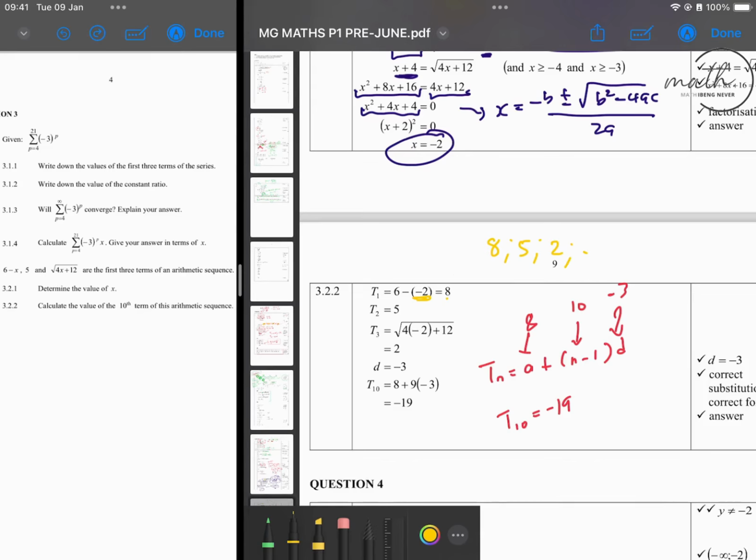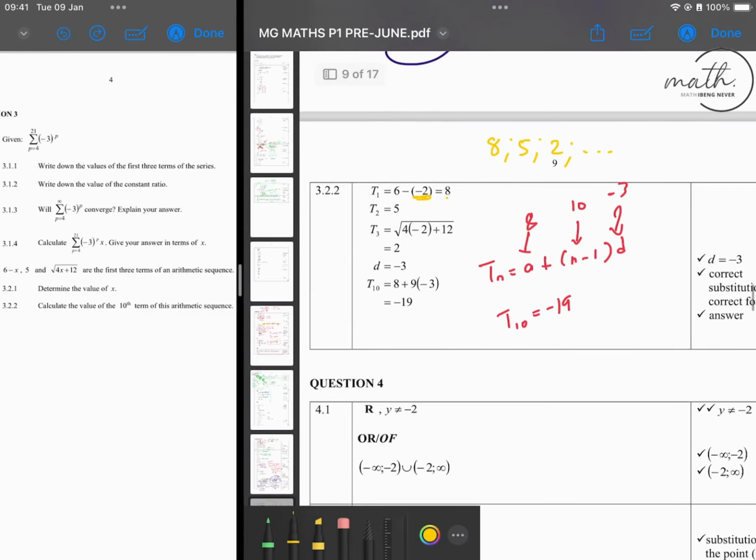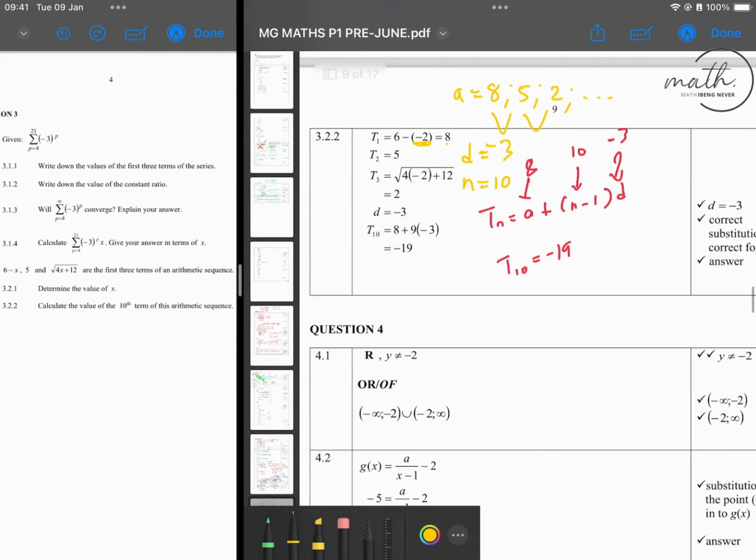So now they are saying, okay, give us the 10th term, that is, find Tn, then tell us what term number 10 is. So it's arithmetic. So you just have to find the difference, you'll find that it's -3, then your A is 8, and you want term number 10, so N is 10, that's why there, substitute all of them, you're going to get that term number 10 is -19. I'll stop there for question 2 and 3, and then next one will be question 4.